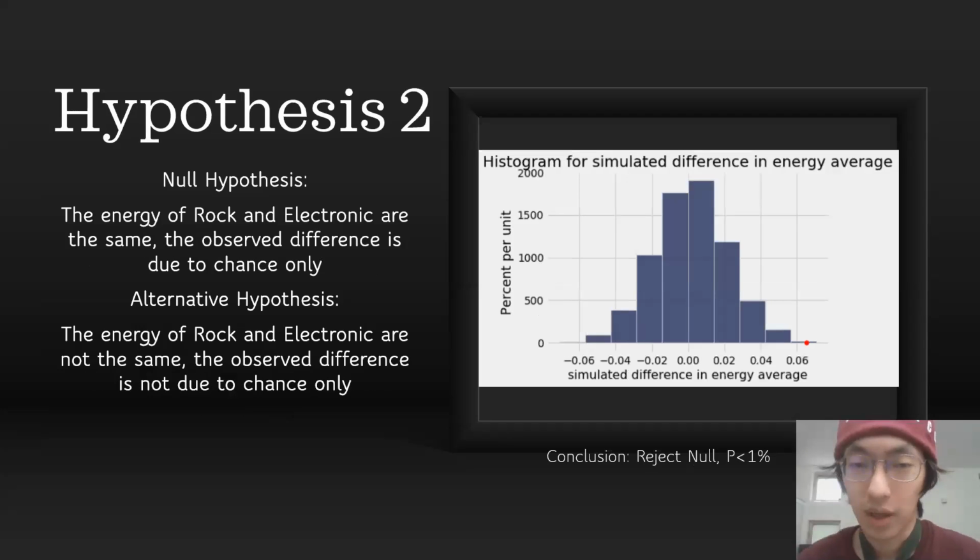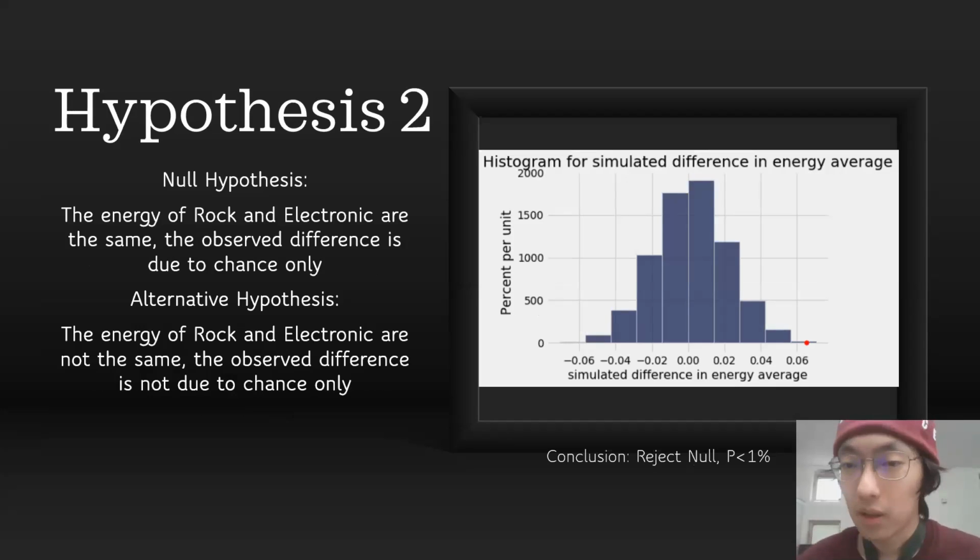The second part of the hypothesis testing is focusing on the energy average. And hence, the null hypothesis is now that the average energy of rock and electronic are the same, and the observed difference in their average is due to chance only. And the alternative hypothesis is now that they're not due to chance.